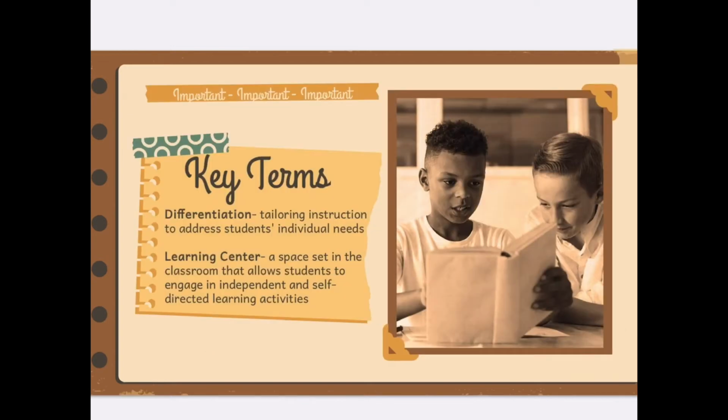Important key terms are differentiation and learning center. Differentiation means tailoring instruction to address students' individual needs, or basically separating students according to their interests, their weaknesses, or their strengths. And a learning center is a space set in the classroom that allows students to engage in independent and self-directed learning. Another word for learning centers is learning stations.